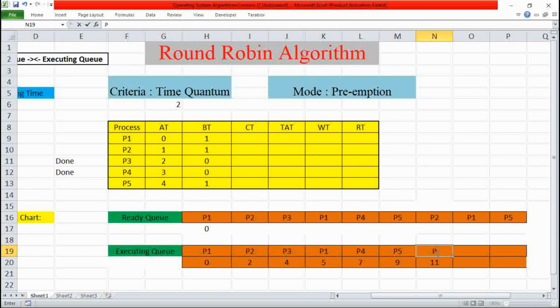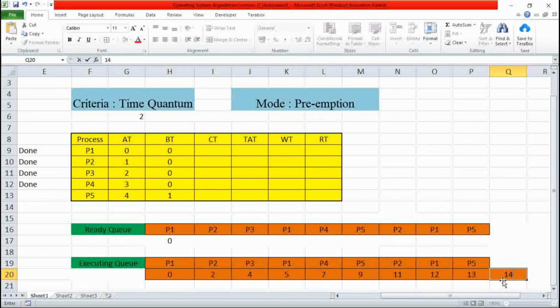Now P2. P2 requires only 1, so it will be 12. P2 required 1, so it will become 0. So P2 is done. Now P1 requires only 1 second, so it will be 13. So P1 is also done. Now P5 is left with only 1, so P5 will become 14. So with this our P5 is also done. I hope you got the concept of this round robin algorithm to complete this Gantt chart.